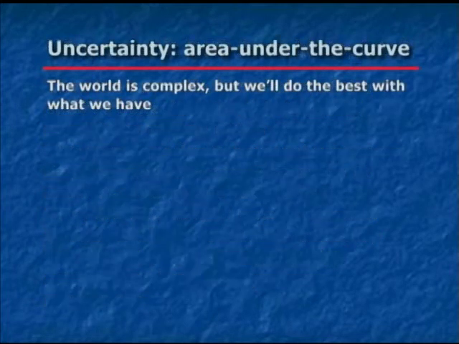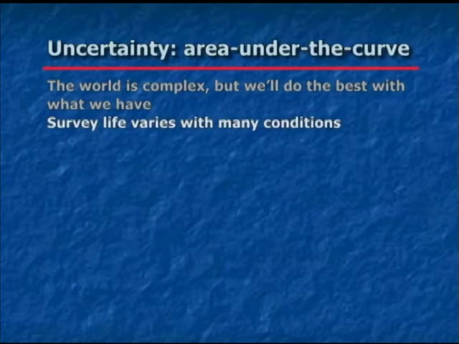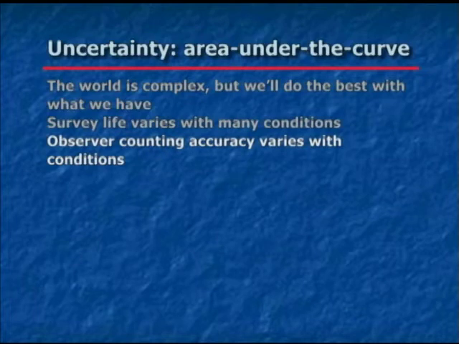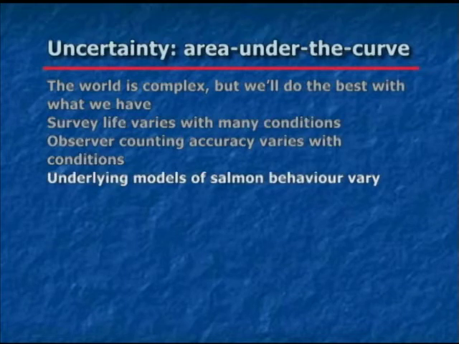So uncertainty in the area under the curve method, well, we all know that the world is complex, but we're basically stuck in a situation where we'll try to do the best that we can with what we have. And survey life varies with many conditions that we described. It also is influenced by the observer counting accuracy, which can vary with the conditions and between years, as well as the underlying models that describe the salmon behavior can vary.